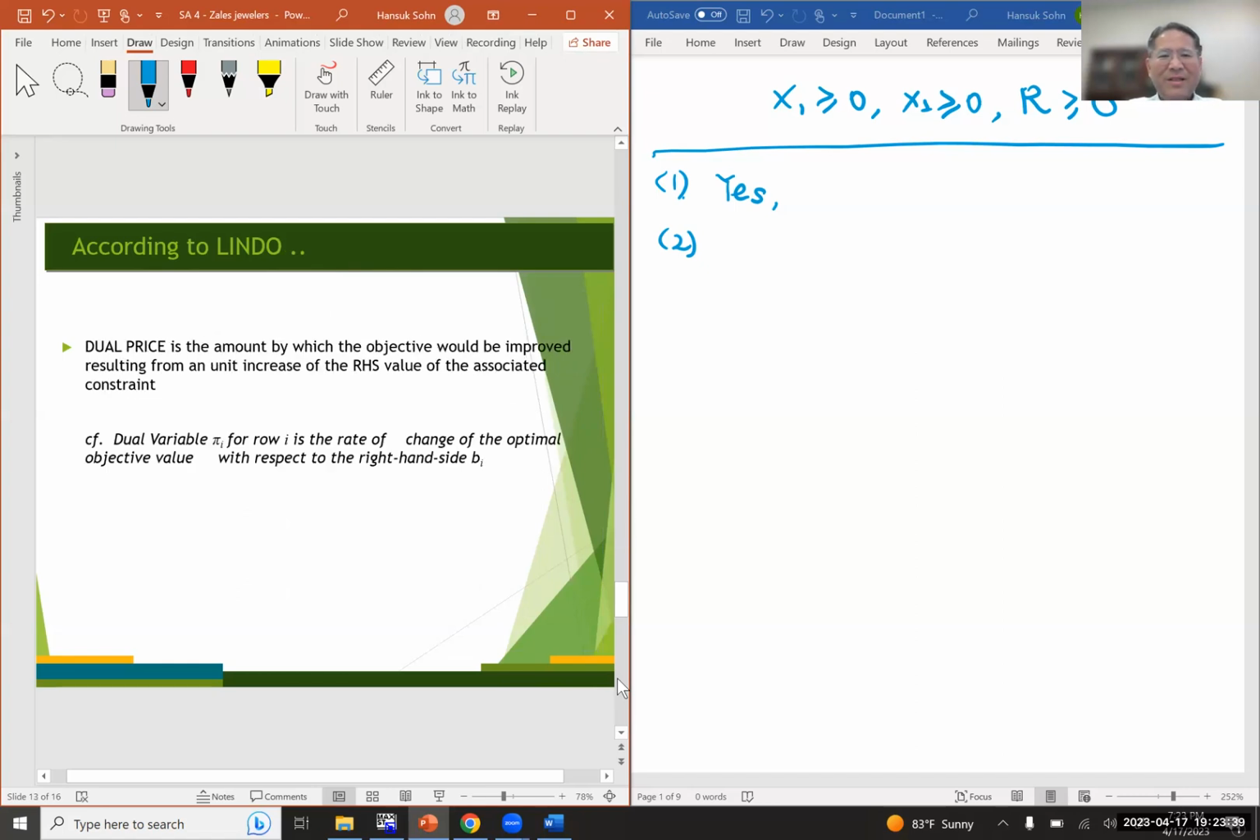If you remember, dual price. Okay, so dual price is the amount by which the objective would be improved given a unit of increase in the right-hand side of the constraint, right? But do you remember, if you want to use the dual price, you always have to check the allowable ranges of the corresponding right-hand side values, because the dual price is valid only if the corresponding right-hand side value changes within the allowable ranges. Okay.